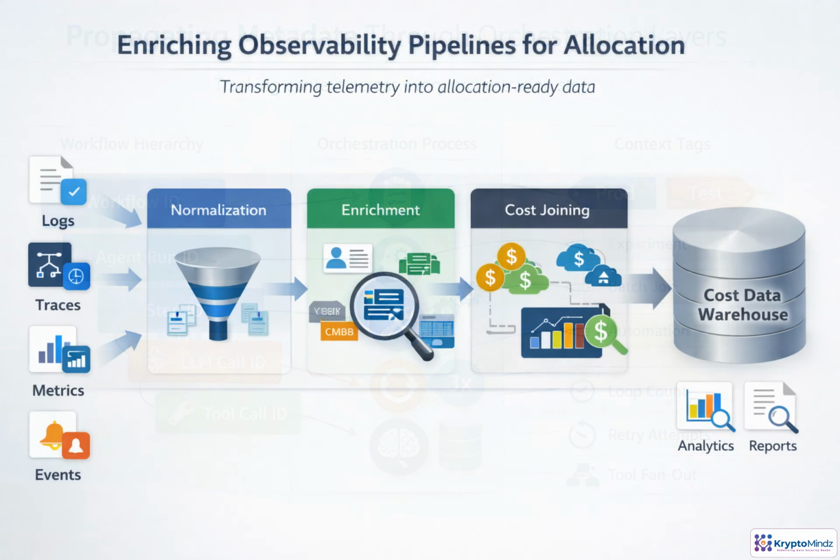Raw telemetry is not allocation data yet. Logs, traces, metrics, events, billing exports, and LLM usage records all arrive with different formats and identifiers. The pipeline first normalizes them so a request, token, container, or service hour can be compared consistently. Then enrichment adds business context: owner, product, environment, cost center, customer, and service catalog metadata. Finally, usage is joined to pricing, including model rates, infrastructure rates, and vendor invoices. The result is a cost warehouse that can support accurate dashboards, reports, alerts, and chargeback decisions.